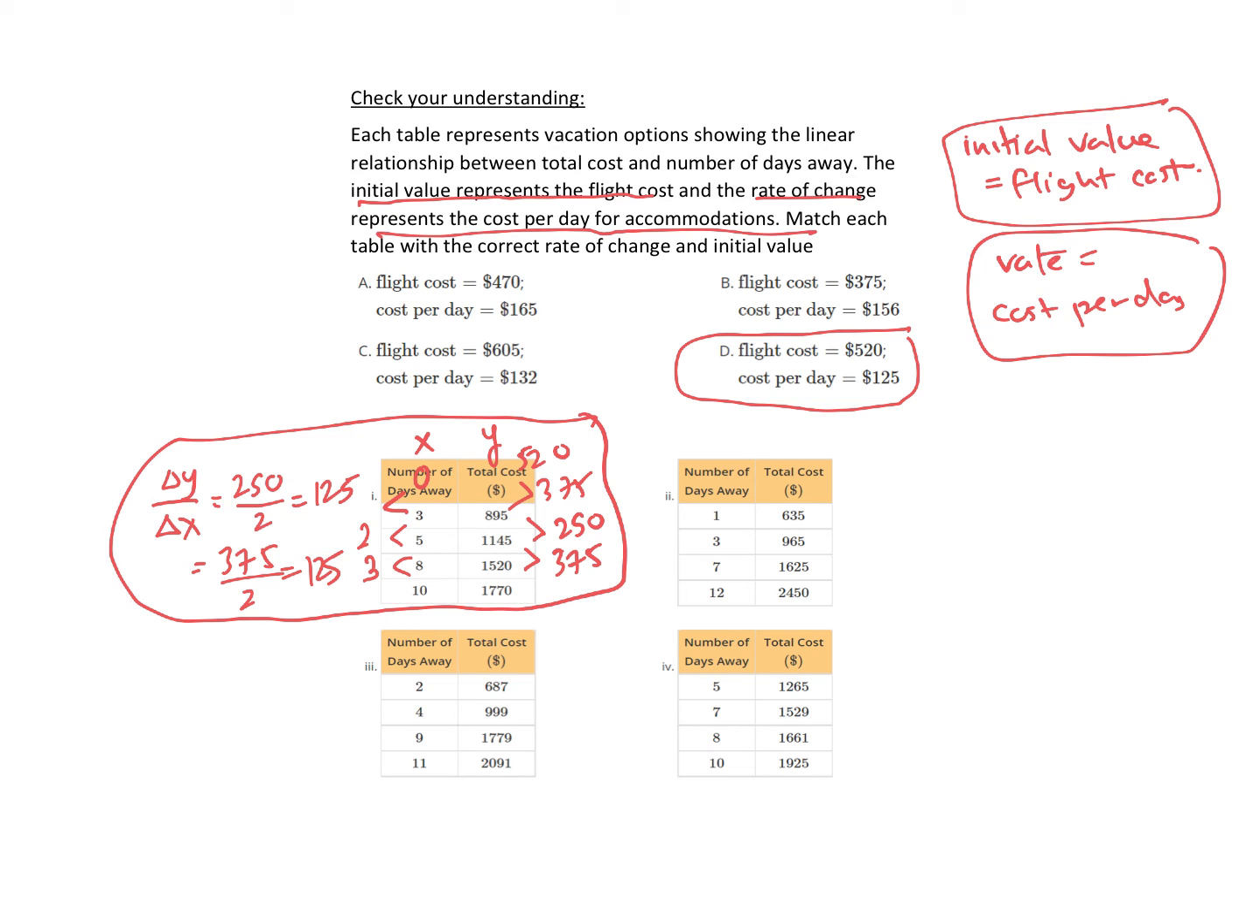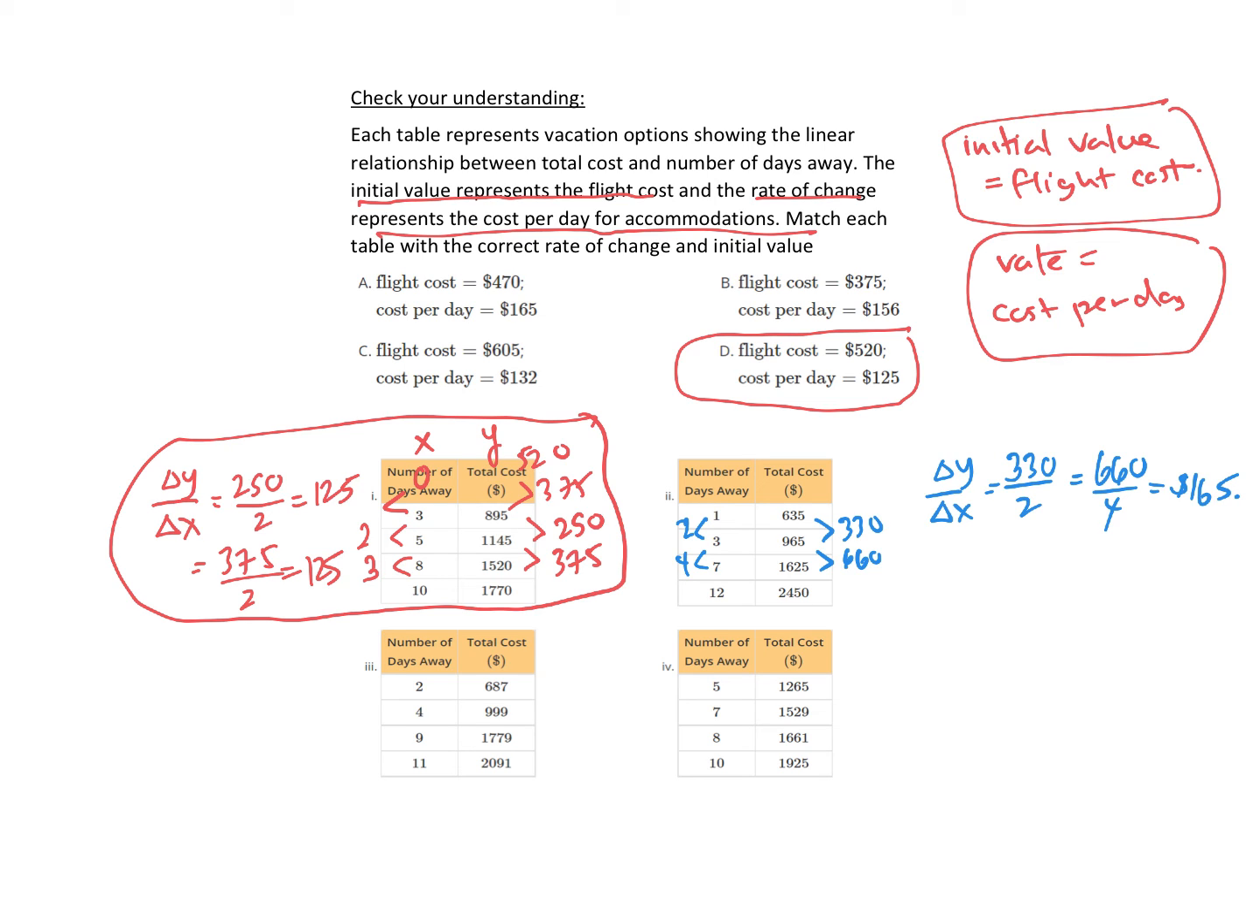So let's do this in a different color. So 2 days has an increase of $965 minus $635, so that's an increase of $330. And 4 days has an increase of $1625 minus $965, which is $660. So delta y over delta x is $330 for 2 days, or $660 for 4 days. So that is $165 per day.